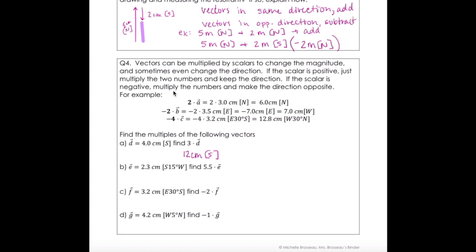For B, we have 2.3 centimeters south, 15 degrees west. Find 5.5 times E. So we're going to take 5.5 times 2.3, and we'll get 12.65 centimeters. And then because we didn't have a negative, we're going to keep the same direction. So south 15 degrees west.